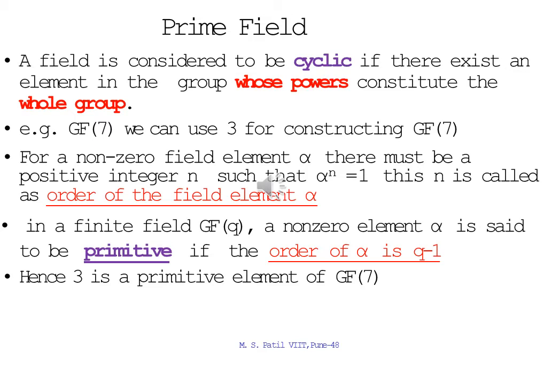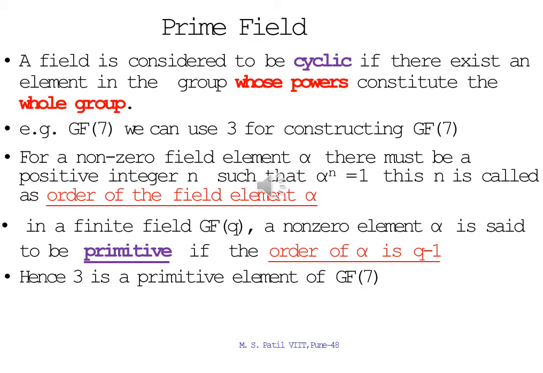Next will be 3 square mod 7. 3 square is 9. 9 mod 7, the remainder will be 2. Next will be 3 raised to 3 mod 7. 3 raised to 3 will be 27. 27 mod 7 will become 6. Then 3 raised to 4 mod 7. 3 raised to 4 is 81. 81 mod 7 will become 4. 3 raised to 5 mod 7. 3 raised to 5 is 243. Mod 7 will become 5. You can calculate all these on your own. 3 raised to 6 is 729 mod 7. The answer will be equal to 1.